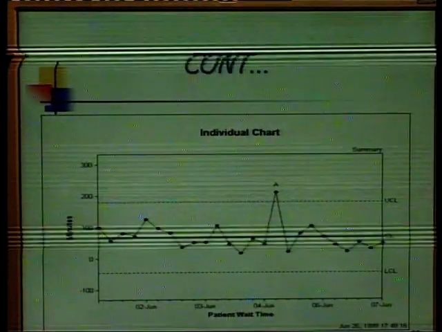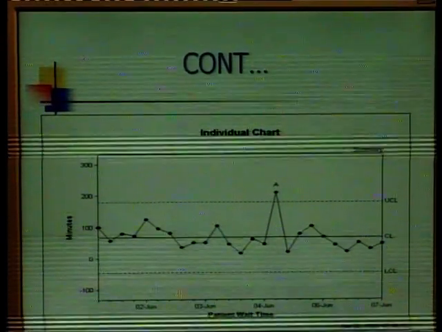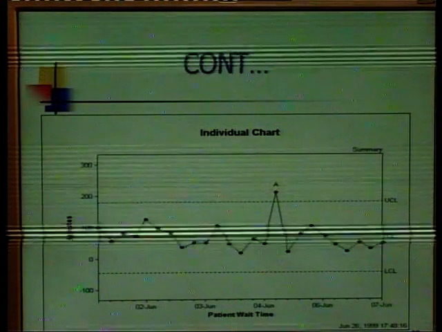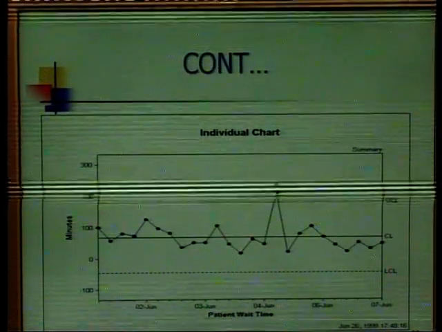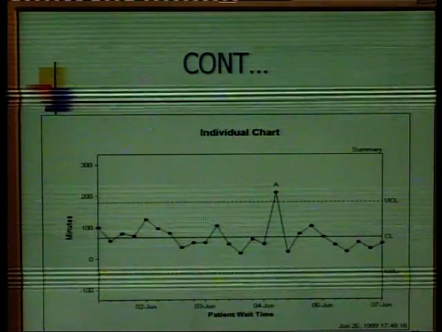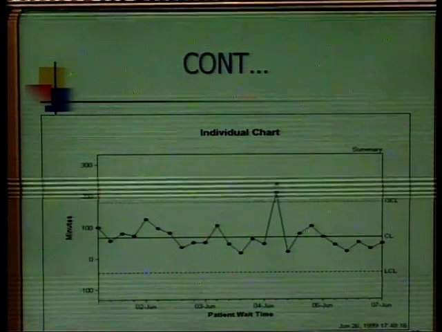This is the individual chart or I chart. It shows the various observations in minutes, or we can say that this is the chart of a patient waiting time, how much time the patient is waiting for their turn to come, in minutes.